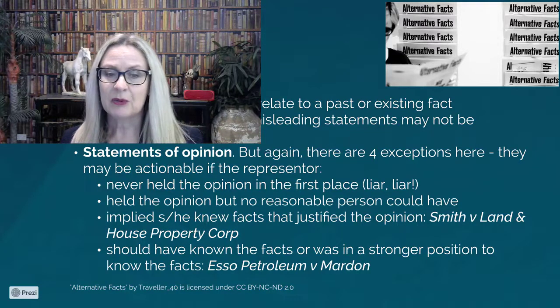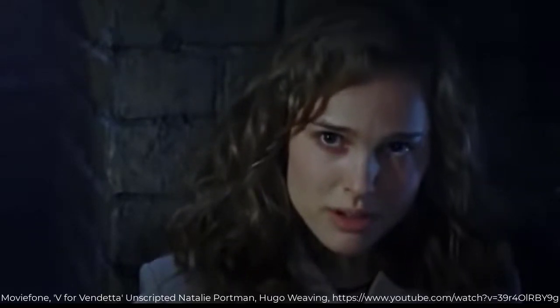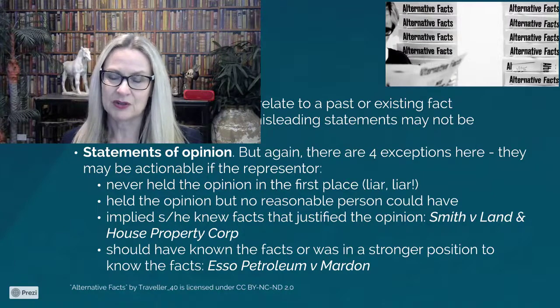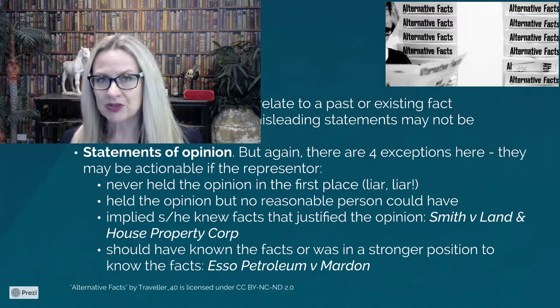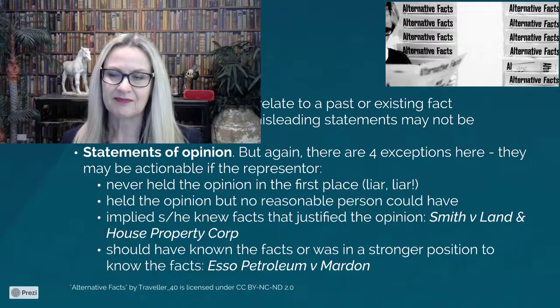Also, where the representor held the opinion, but no reasonable person could have held that opinion. Are you like a crazy person? So unreasonable opinions are going to be actionable. Where the representor implied that they knew facts that justified whatever opinion it is that they're actually giving the other party. And here we have the delightful Smith and Land & House property court case.